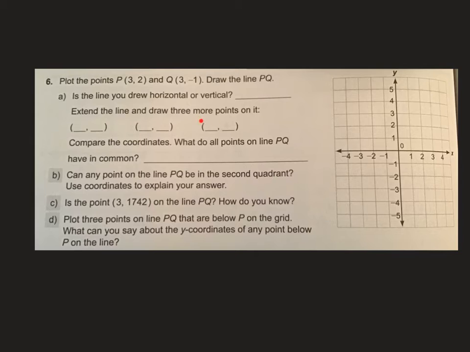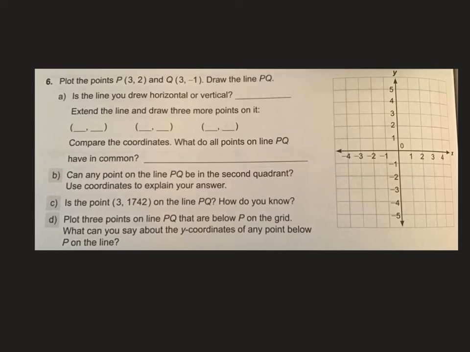Extend the line and draw 3 more points on it. So if we had a line that was going here, you would just draw it longer and find 3 different points on it, and then write the coordinates for those points. Compare the coordinates. What do all points on line PQ have in common? So is there one number that's always the same for them?